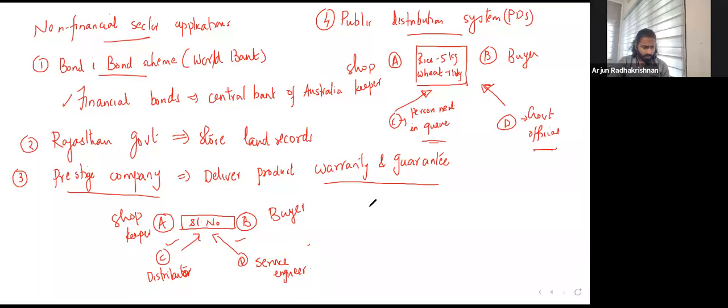And there is a proposal to use blockchain even in voting. Remote voting, etc., can be done in this manner, verified by two people. That's all. So these are some of the non-financial applications of blockchain.